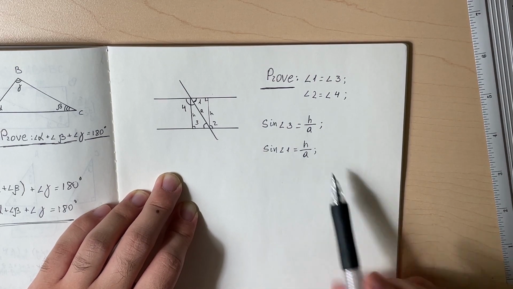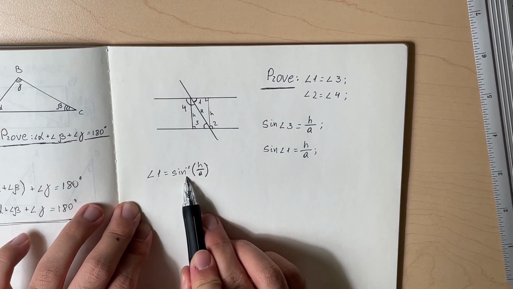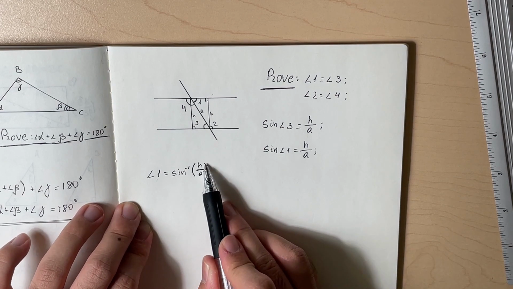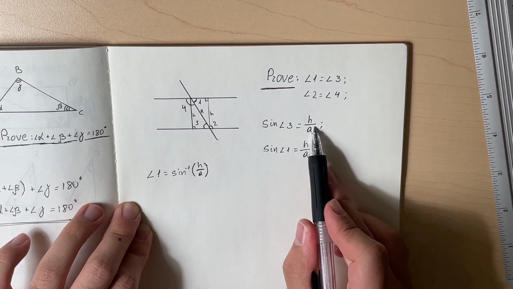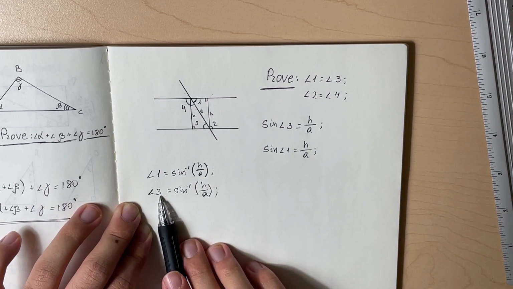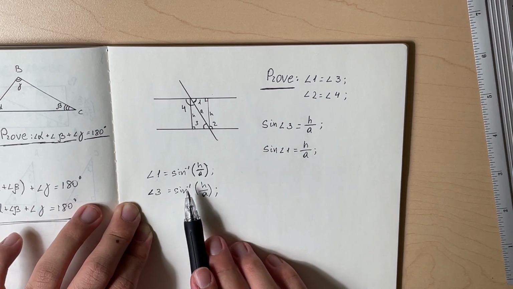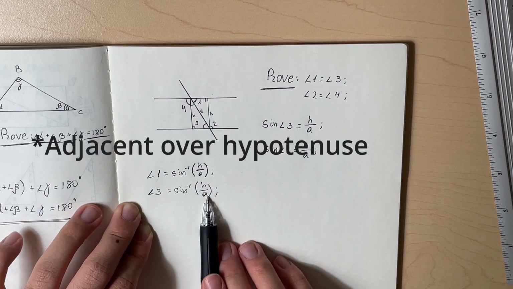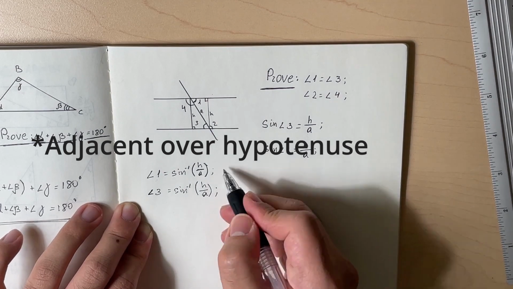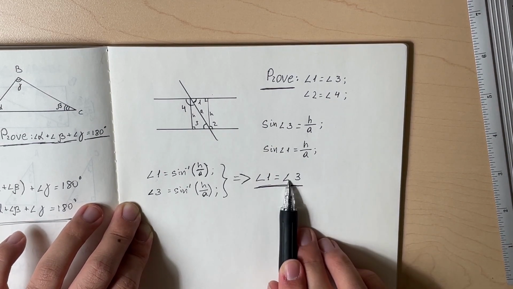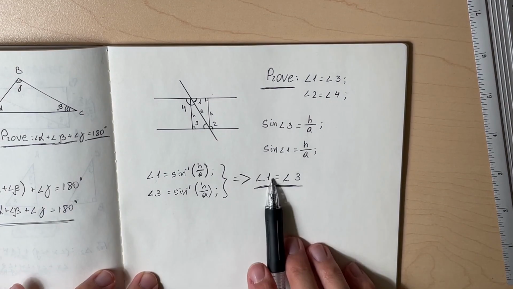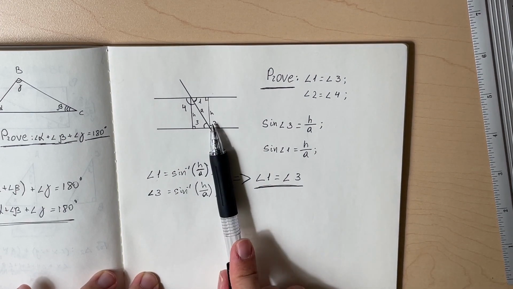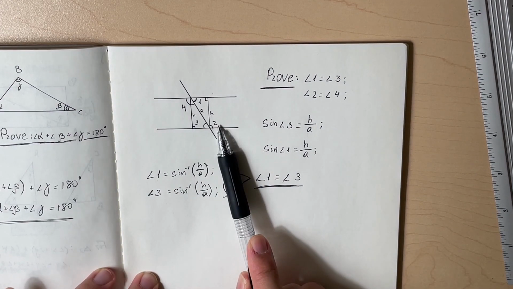to the same value. To find the angle itself, we take the inverse of sine of this relation that we have here. As you can see, for angle 3 we have the same relation, inverse sine of height over hypotenuse. This means that angle 1 equals angle 3. And from here, we easily can say that angle 4 equals angle 2.